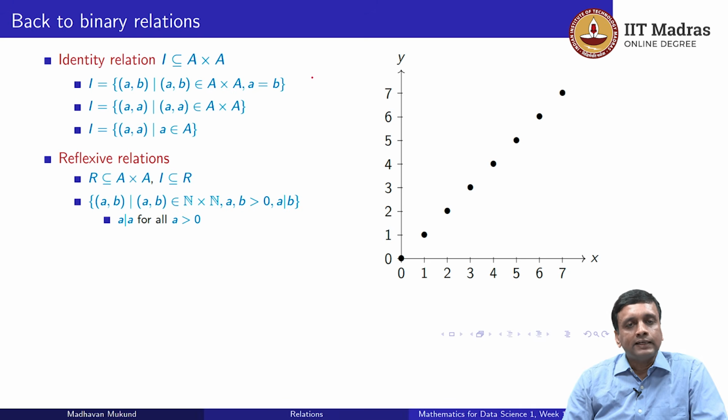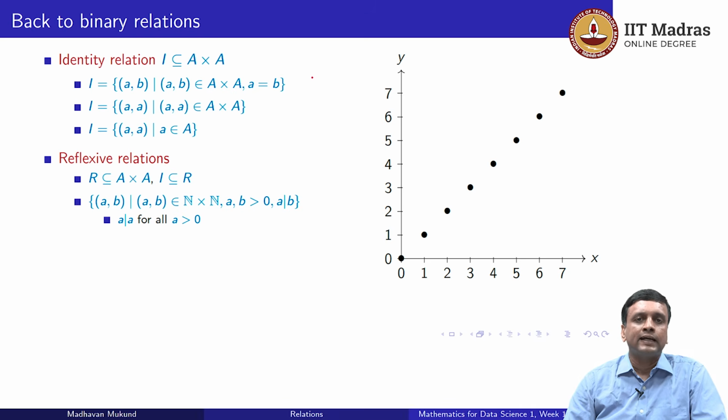Now there are some properties that relations may have. The first one is called reflexivity. Reflexivity refers to the fact that an element is related to itself. So a reflexive relation is one in which for every element A, the pair A comma A belongs to R. In other words, based on what we just wrote above, it means that the identity relation is included in R. So it doesn't mean that that's the only thing.